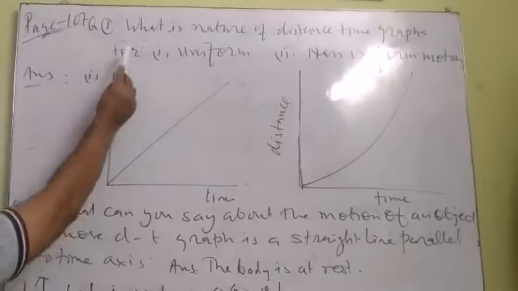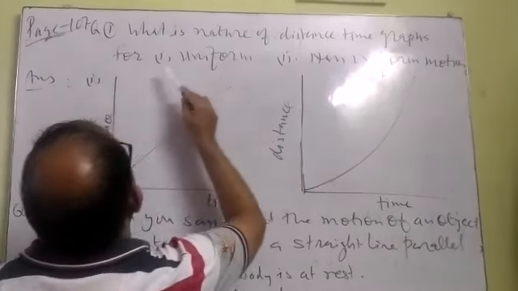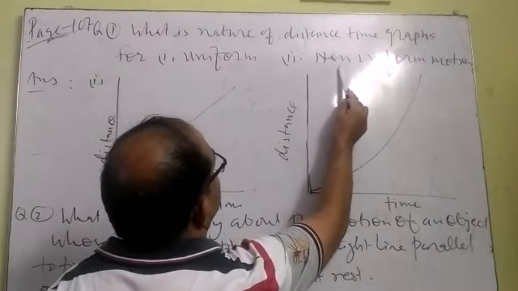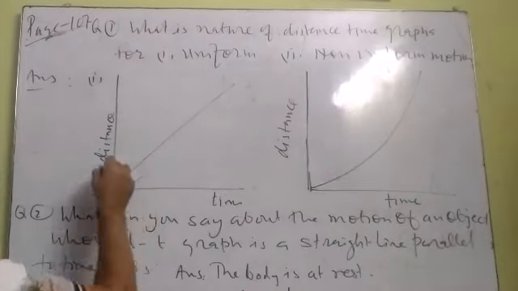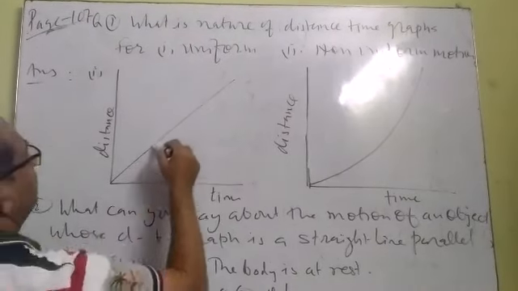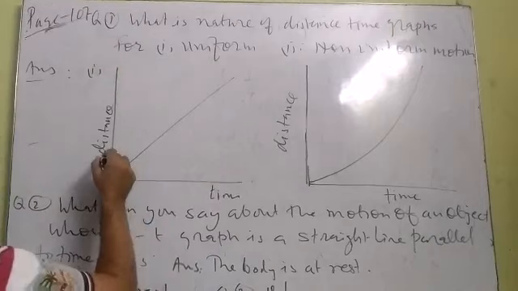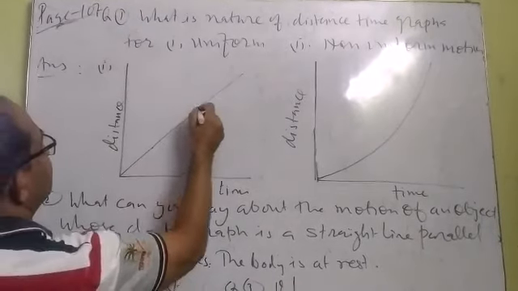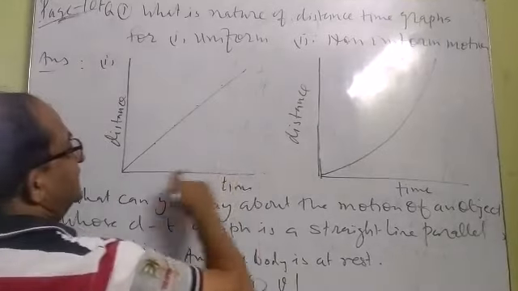Number one, what is the nature of a distance-time graph? There are two cases: the first is uniform motion, the other is non-uniform motion. In uniform motion, the distance versus time graph is always a straight line because equal distances are covered by the body in equal intervals of time. In that case, a straight line is formed. So the nature is a straight line.